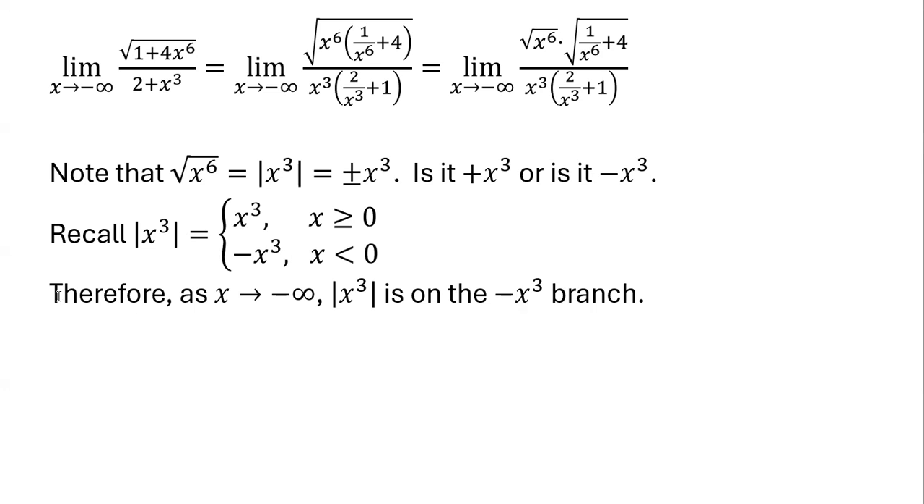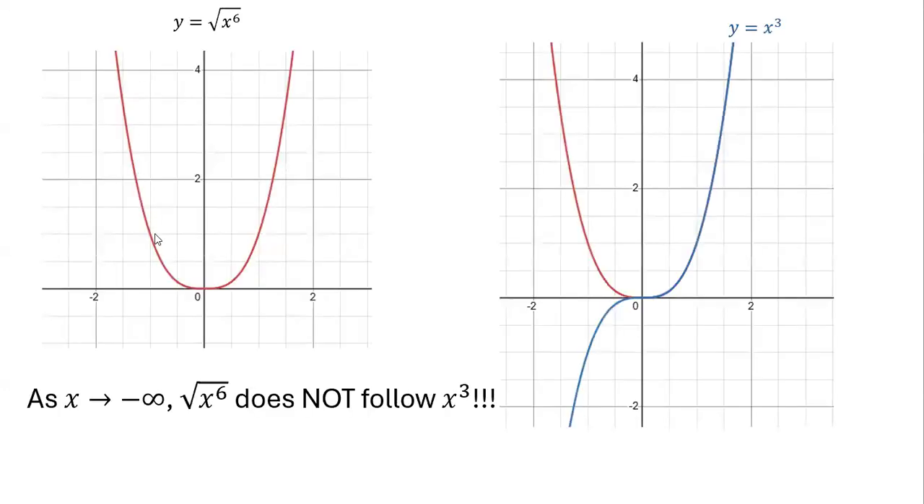And let's look at the graphs, actually. So here I plot square root of x to the 6. Looks like this, okay? And here I've overlaid on top y equals x cubed. So as x approaches infinity, you can see these two behaviors don't match.